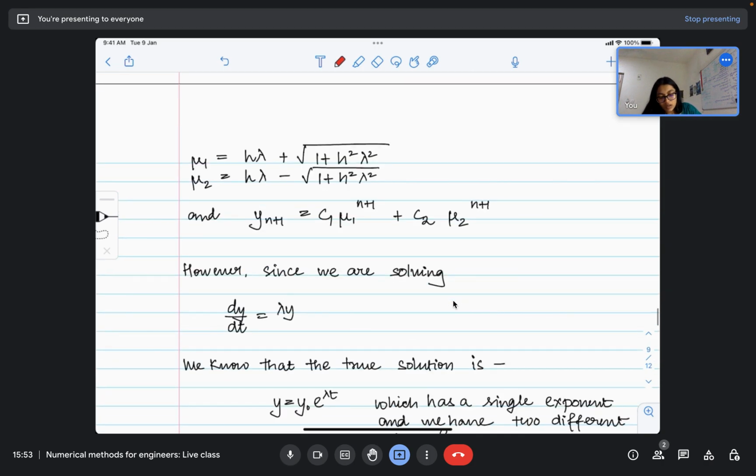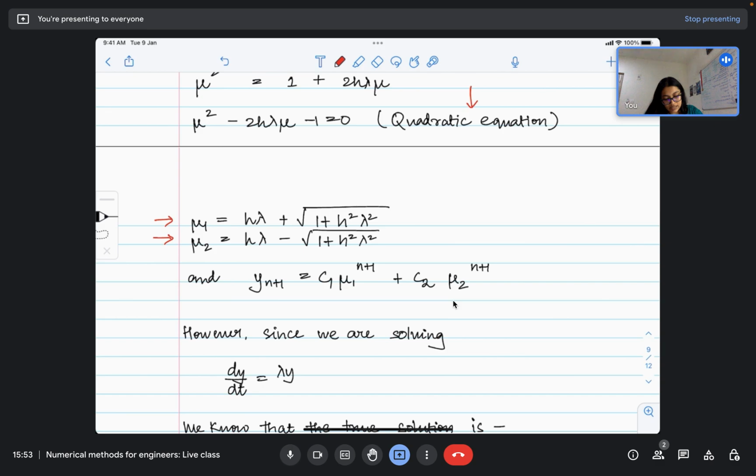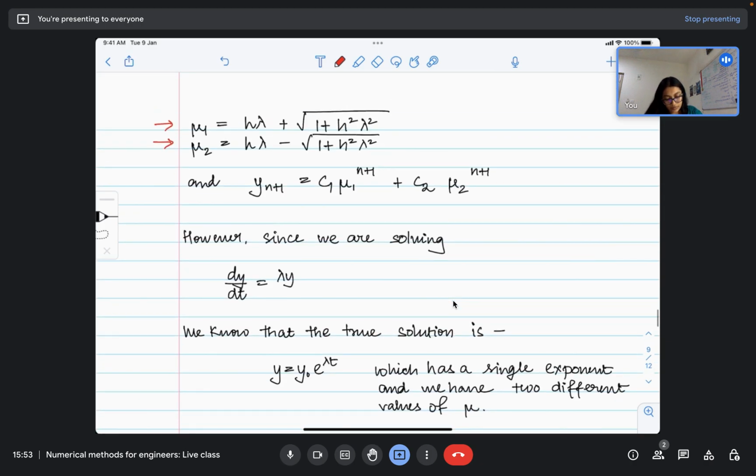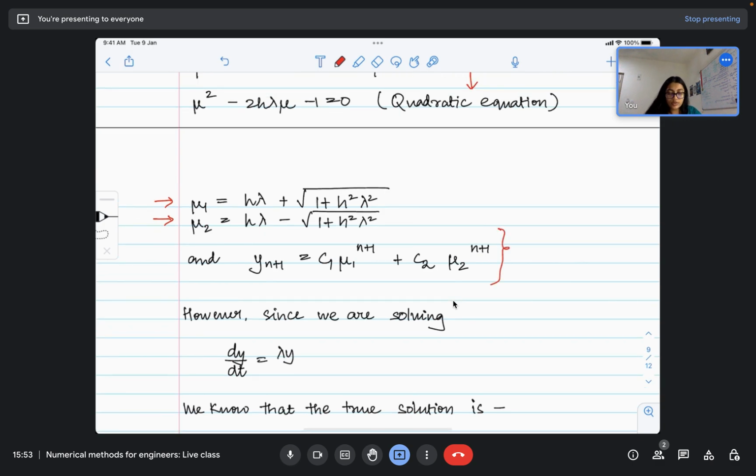Now, since this is a quadratic equation, it is simple to understand its roots, which will be given by the formula for roots of a quadratic equation. And we get it as h lambda plus or minus root over b square minus 4ac, right? So that is going to be h lambda plus or minus the root of 1 plus h square lambda square. So this is how the roots have been written, and the general expression of the solution is going to be yn plus 1 is equal to c1 times the first root to the power n plus 1 plus c2 times the second root to the power n plus 1. Okay.